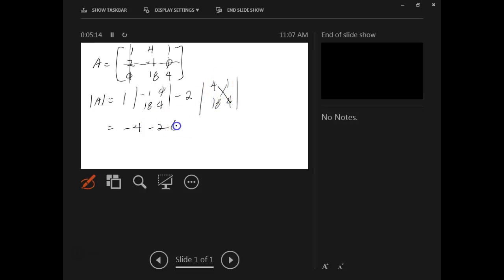That's a negative 2. Well, look at that. You got negative 4 plus 4. That's equal to 0. Its determinant is 0, even though there's not a row or a column in common.